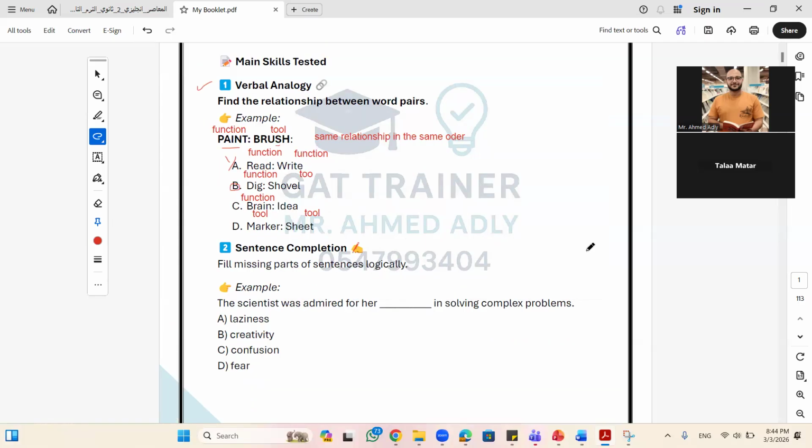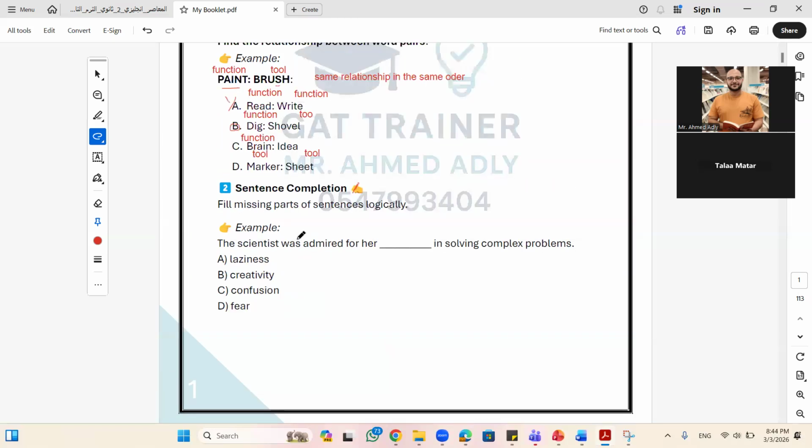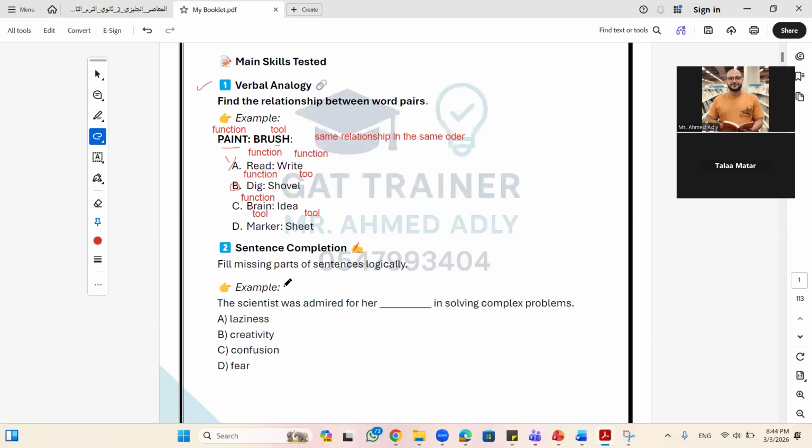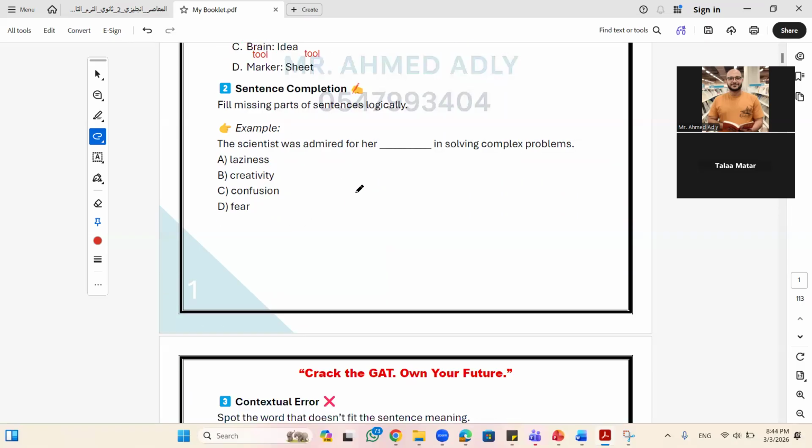So this is the first type of question. The second type of question here is the sentence completion. And don't worry, when we go to the analogy, we're going to talk in detail. Number two, sentence completion. You're given a short paragraph, a couple of sentences, and you're given four options, and you're asked to choose the word which fits the context.